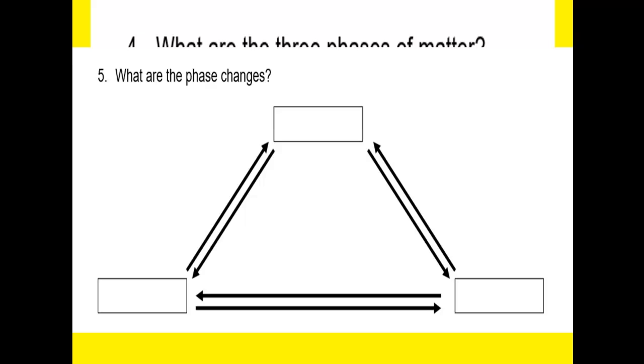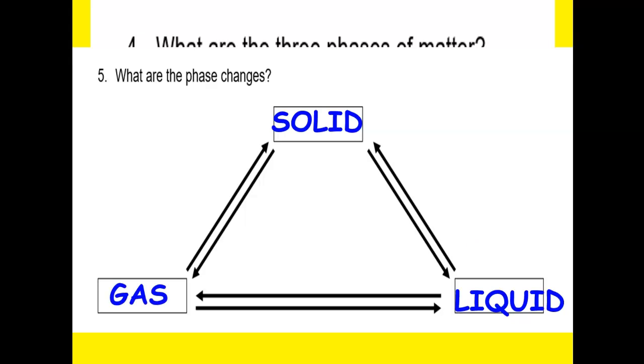There are actually 6. So when we have a solid, it can go to a liquid, and it can also go to a gas, or a gas can go to a liquid. These are the ways that it changes. When you go from a solid to a gas, it's called sublimation. That's what the arrow's pointing. When I go from a gas to a solid, that's called deposition.